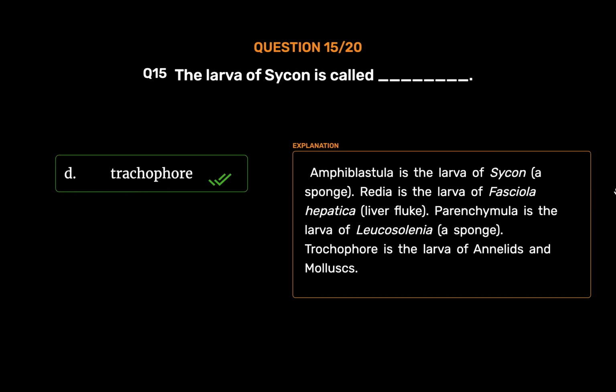Trochophore. Amphiblastula is the larva of chicken, a sponge. Redia is the larva of Fasciola hepatica, liver fluke. Parenchymula is the larva of Leucosolenia, a sponge. Trochophore is the larva of annelids and mollusks.